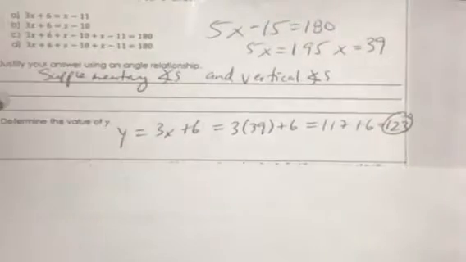Number 4. Angles A and B are supplementary. So supplementary tells us that they add to equal how much? 180. If the measure of angle A is 3x and the measure of angle B is 2x, and they're supplementary, so they add to 180, find the measure of both angles.